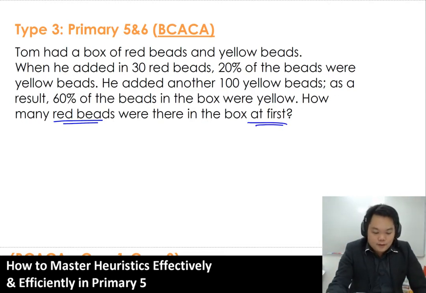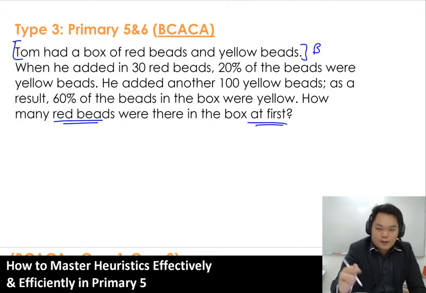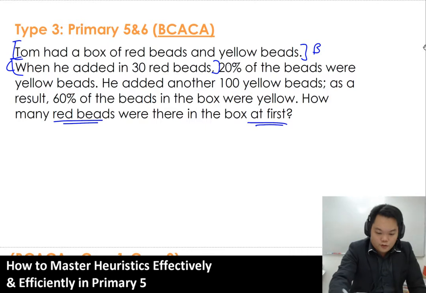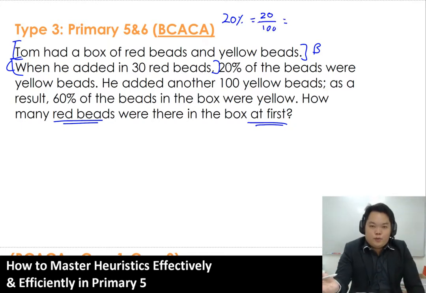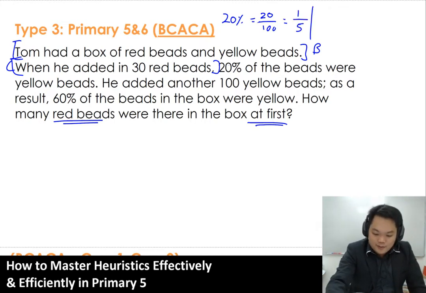Okay, let's look back at the problem. This was before anything happened. The first change came when he added in 30 red beads. Now as a general rule, what I tell my students is to change the 20% into a fraction first. How do you do that when you don't know what to do? Just press your calculator. Your calculator should be your best friend in P5 and P6. Okay, so that is 1 out of 5.